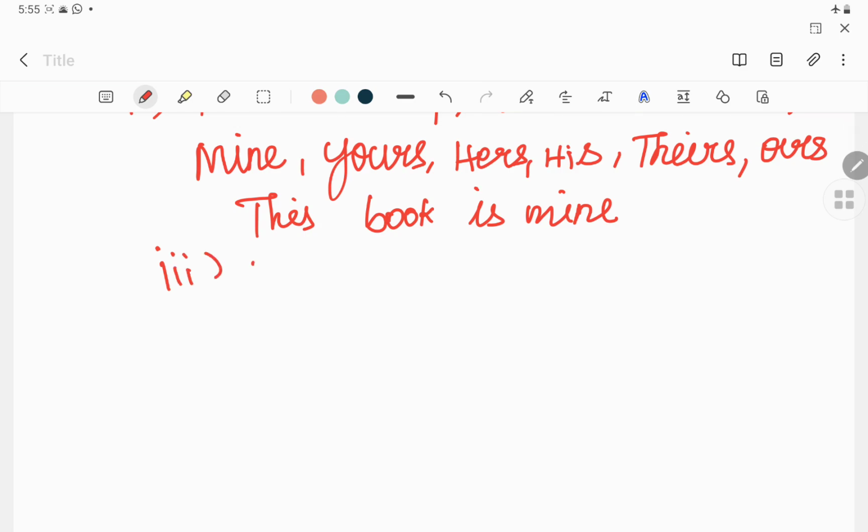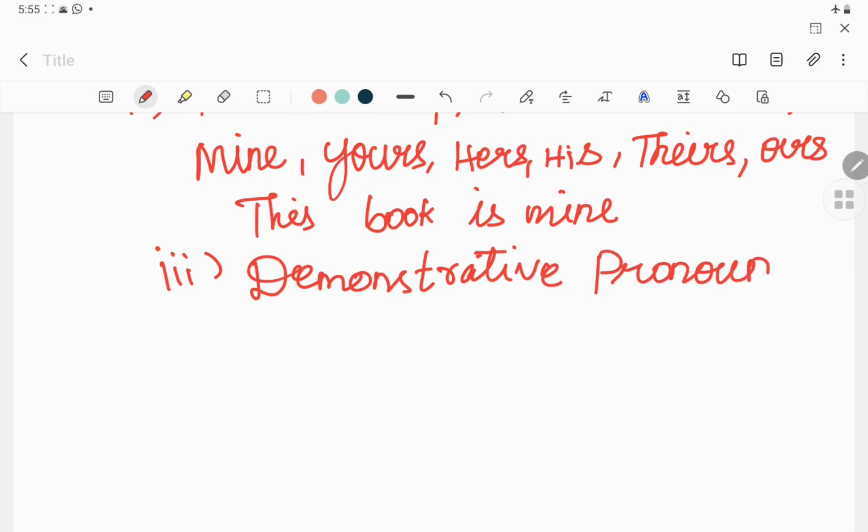The third one is demonstrative pronoun. So demonstrative pronoun: the word that comes first is demonstrative. So here we have a demonstrative pronoun.